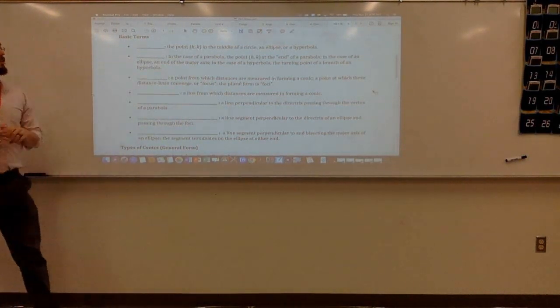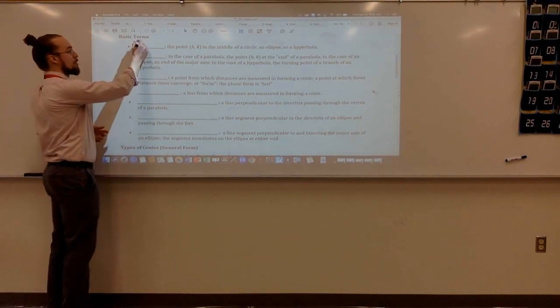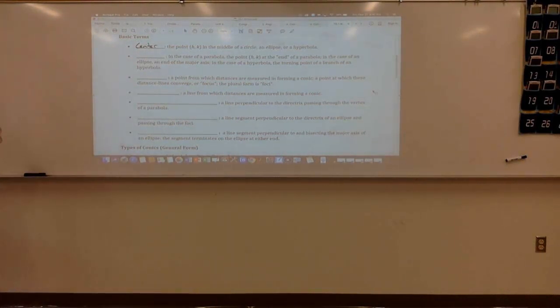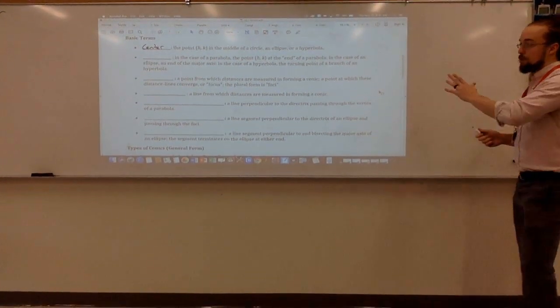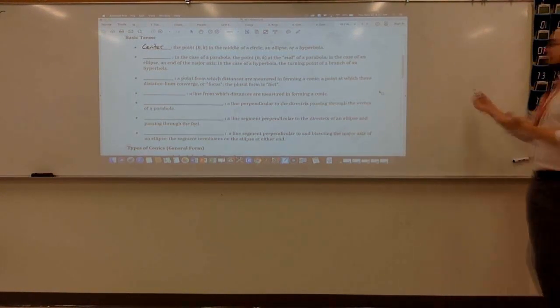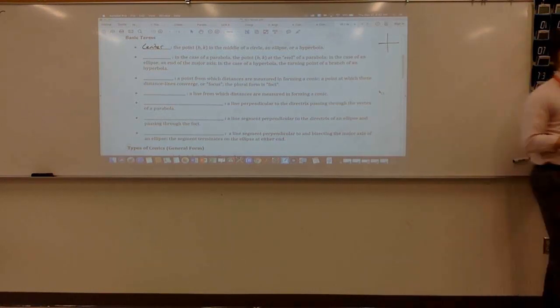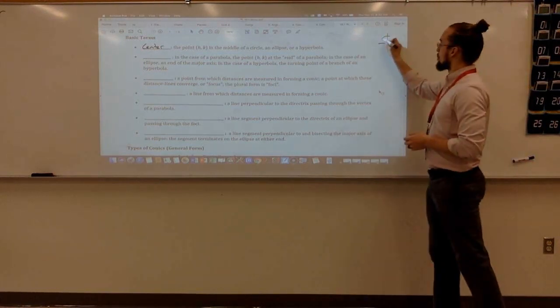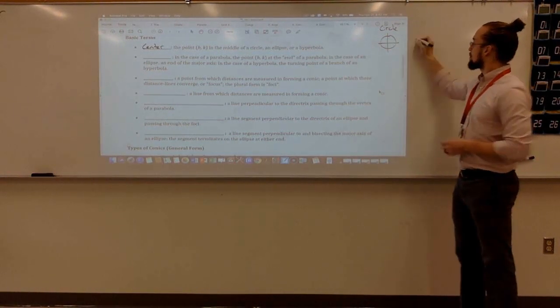So, the point that's in the middle of a circle, an ellipse, and a hyperbola is just called the center. You can see what those figures look like in that 3D model up there, but maybe we should talk about what they look like on a 2D model. That's what we're going to be working with here, graphs of these figures. So, we know what a circle looks like. The circle looks like this.